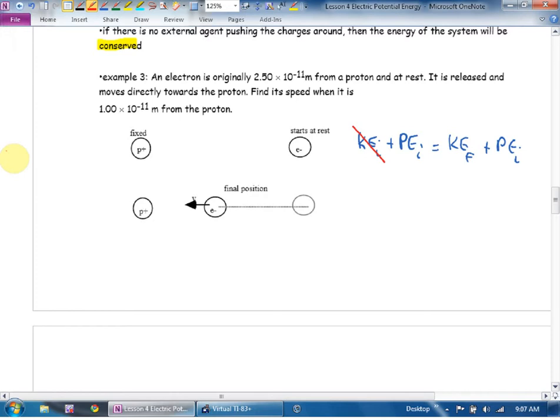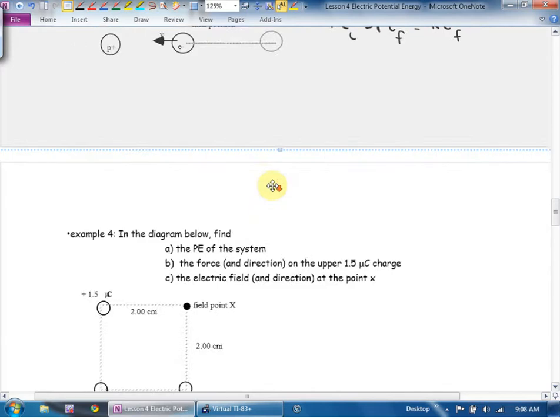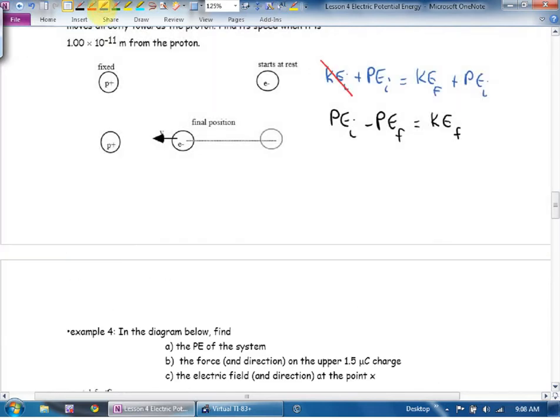So we're going to have this then. Potential energy initial minus potential energy final equals kinetic energy final. And you know what? I'm going to need more room. I'm going to move that up here. Potential energy. Now, this is electric potential energy, not mgh. This is electric potential energy. That's going to be k q1 q2 over r initial minus k q1 q2 all over r final.